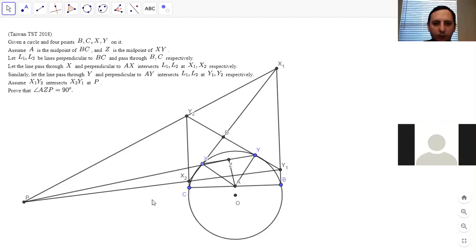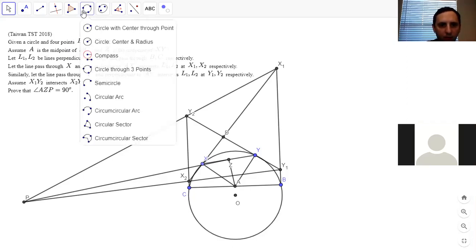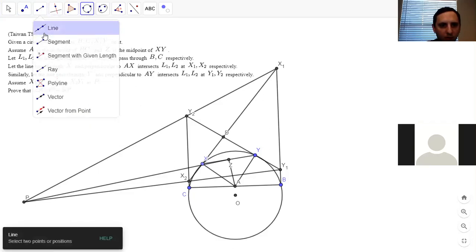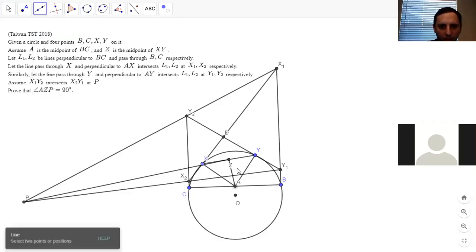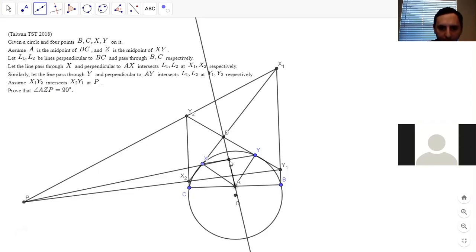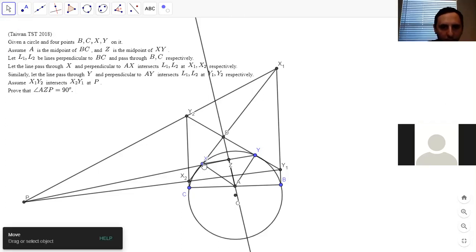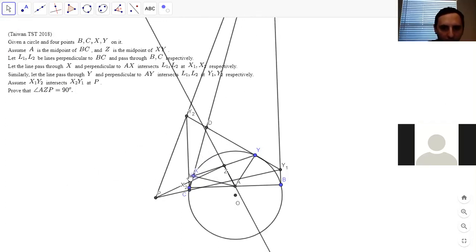But yeah, we know DAXY is cyclic. I don't think AZ and D are collinear, because we don't know AX equals AY. It looks collinear there, but I don't think it's actually true, right? Because yeah, they are not.